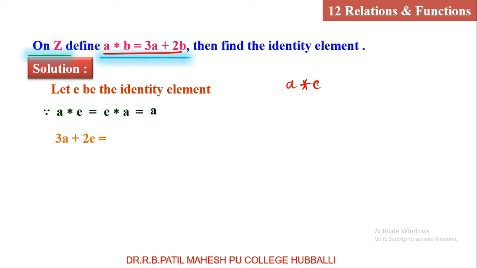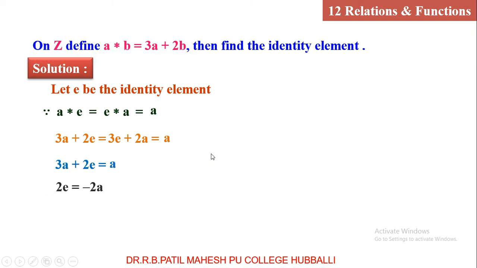But A star E we are writing 3A plus 2. In place of B what we have? E. So I should write E only. So A star E will be 3A plus 2E. In every example I am writing the same pattern, students, but operations are different. Now E star A, 3E plus 2A, that is equal to A. 3A plus 2E equal to A I will take to simplify. Then 2E equal to minus 2A, 2 and 2 gets cancelled, E equal to minus A.